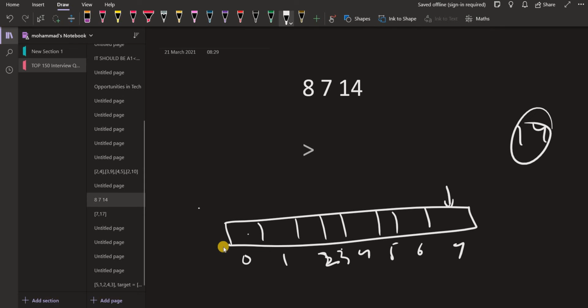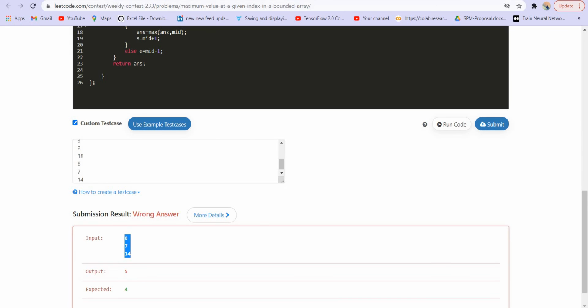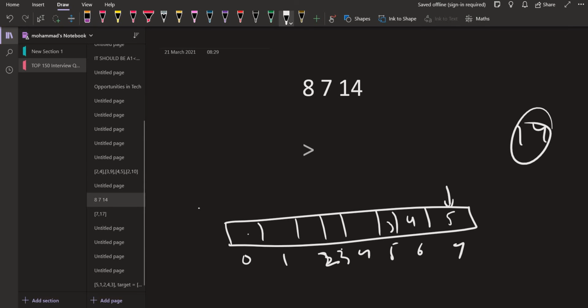So for this, I took 5. When I took 5 here, expected is 4. When I took 5 here, this is 4, 3, 2, 1, 0, 0, 0. Okay. Total summation is 9. 9 plus 5 is 14, 115. It is exceeding. Total summation is exceeding.